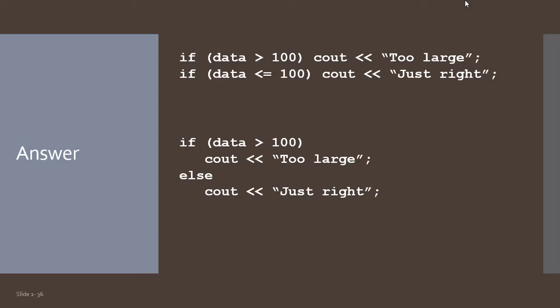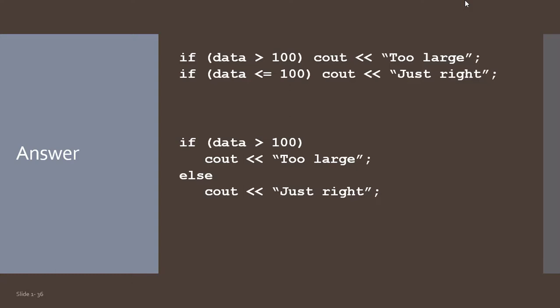The first forces two decisions to be made. Is the data greater than 100? And once that's done, is the data less than or equal to 100? And honestly, we can get by with only having to do one of those statements if we write it correctly, and that's what you see below. Let's say the data value was 150.